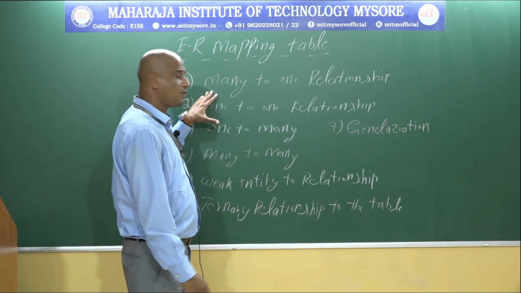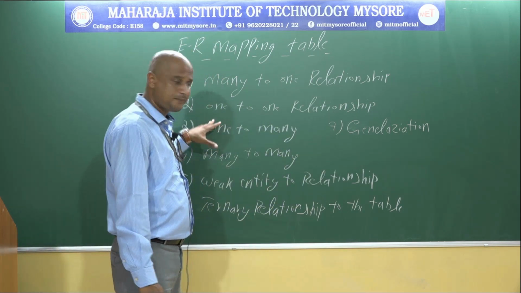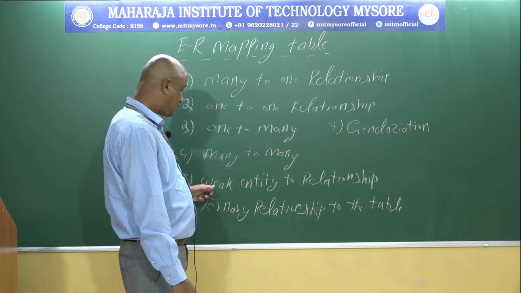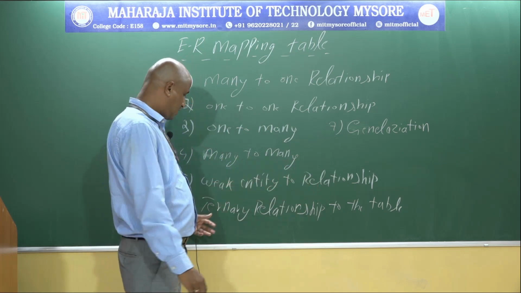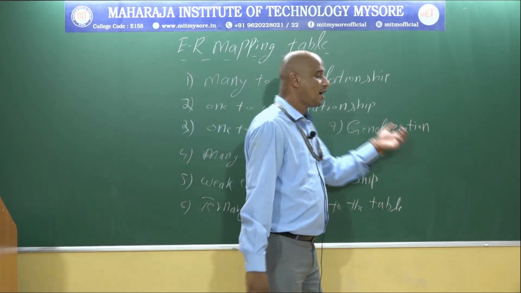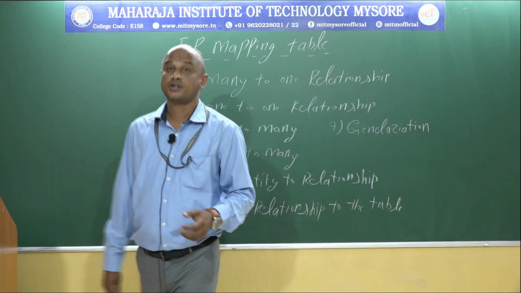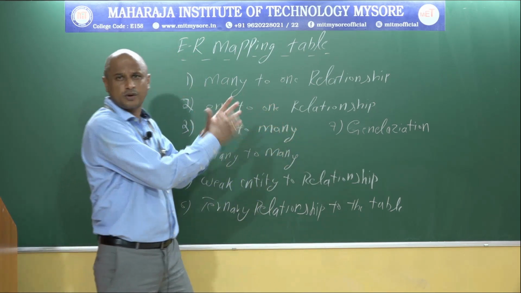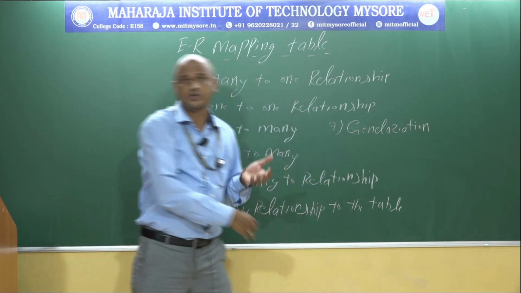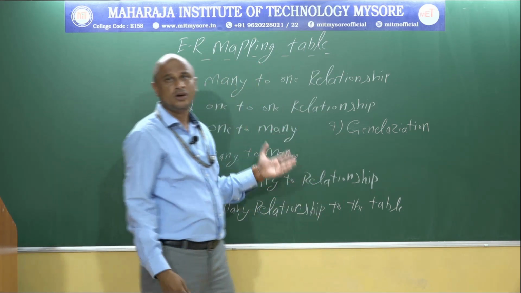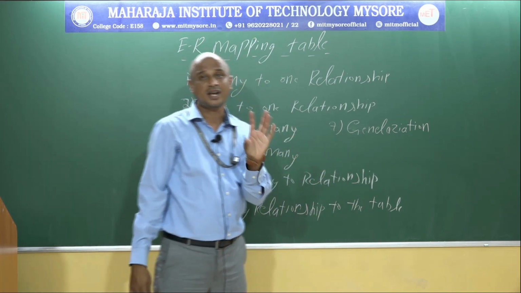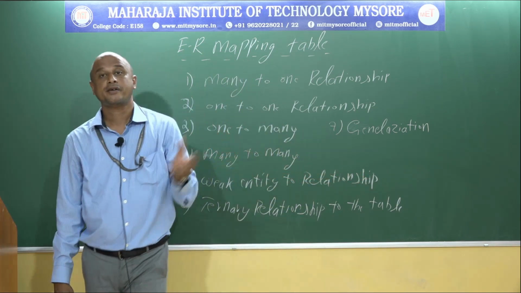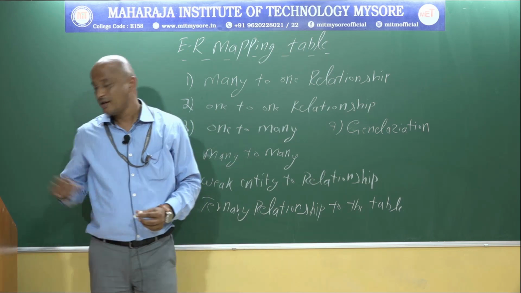So I talked about many to one, one to one, one to many, many to many, weak entity to relationship, ternary relationship to the table, and generalization to the table. So ER diagram to table mapping I have done in the last class.